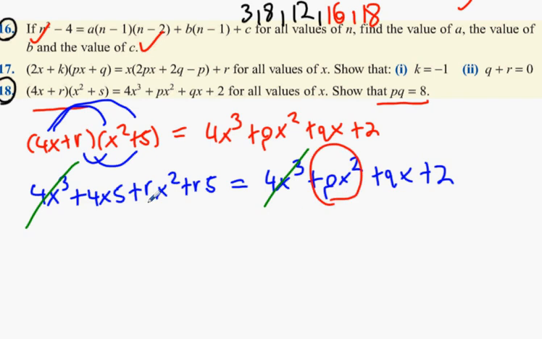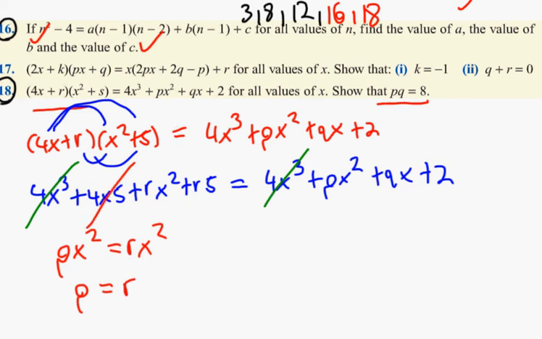What has x squared in it? px squared. Okay, so what that means is that px squared must equal rx squared. So in effect, p is the same thing as r. Okay, strike them off. Oh wait, not that one. Strike them off. You've used them up. Next on to the s.